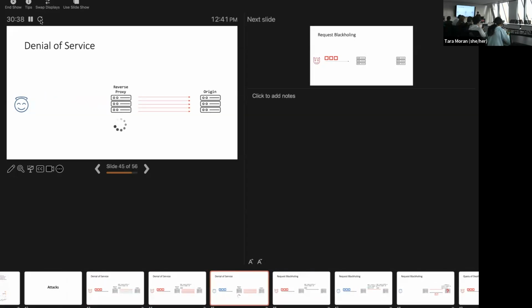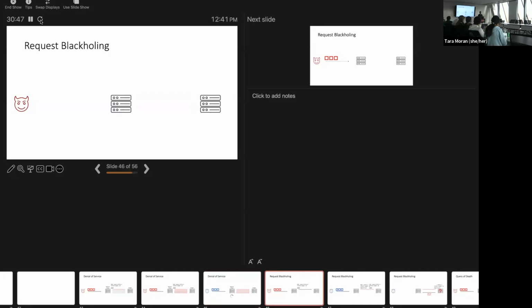So for some technologies, just by doing the mutation, finding the right packet, you were able to just bring down the entire proxy, right? Just by sending this, it just blocks, right?